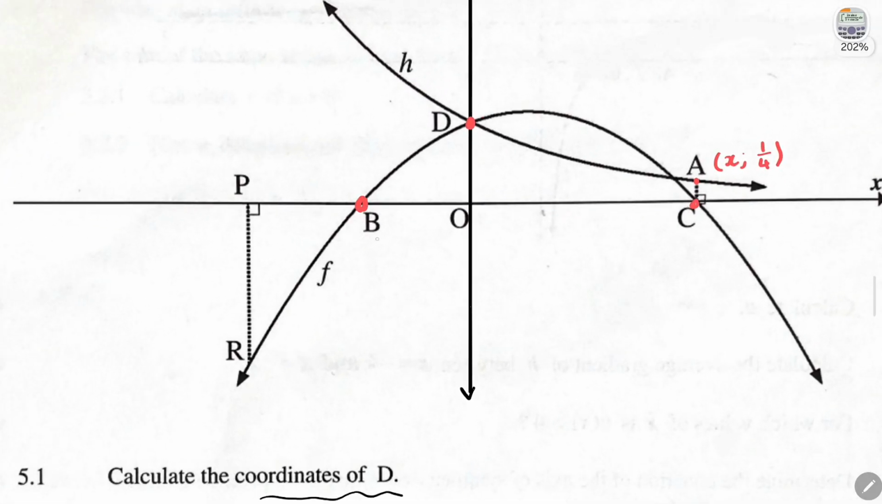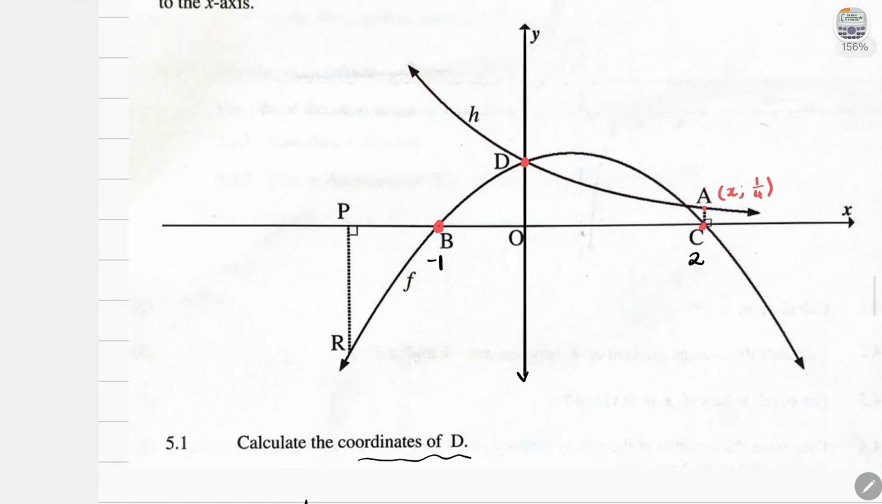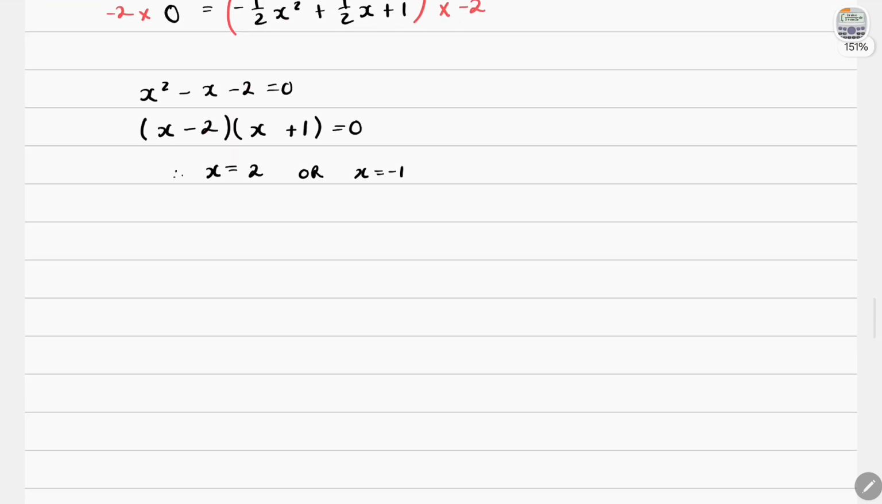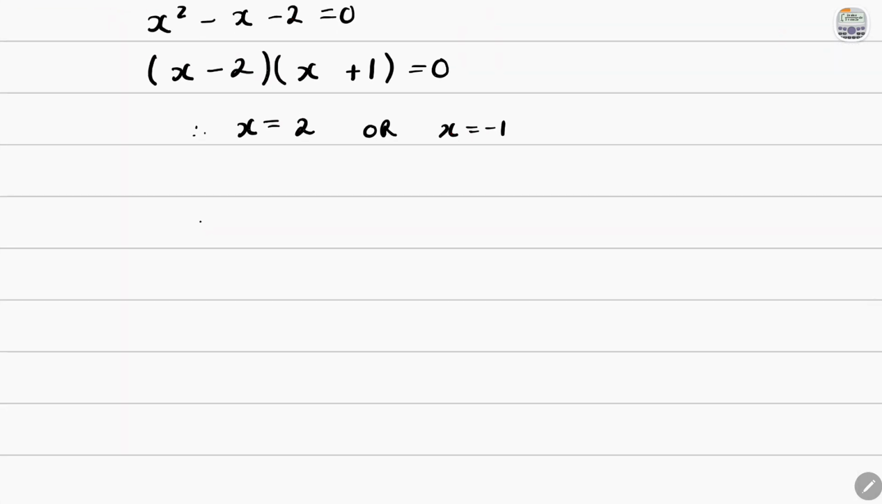This is the negative, so that is negative 1, and that is positive 2. That is great, and that really helps us a lot with A. Okay, so we can just tell them what B and C are. So the coordinates of B are negative 1 and 0, and C is 2 and 0.